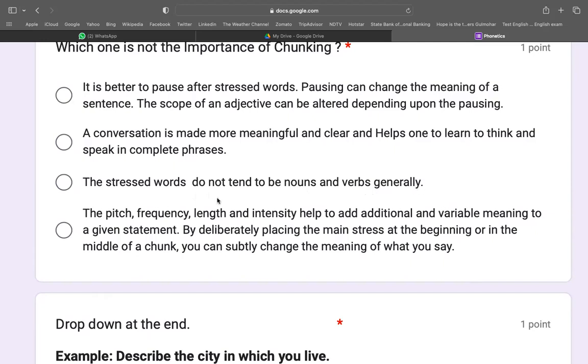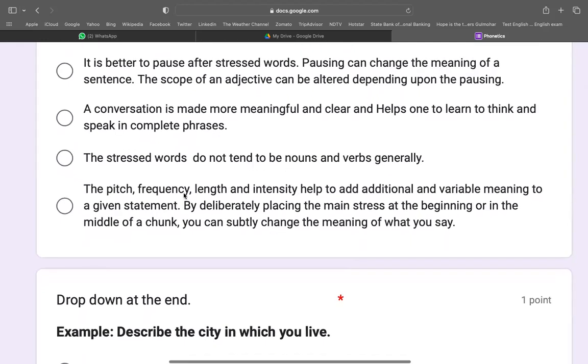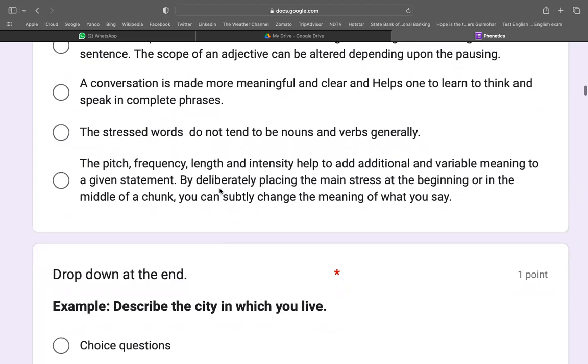द स्ट्रेस्ड वर्ड्स डू नॉट टेंड टू बी नाउन्स एंड वर्ब्स जनरली, ये गलत है। सो द स्ट्रेस्ड वर्ड्स डू टेंड टू बी नाउन्स एंड वर्ब्स जनरली, तो यही होना चाहिए, नॉट नहीं होना चाहिए। The pitch, frequency, length, and intensity help to add additional and variable meaning to a given statement by deliberately placing the main stress at the beginning or in the middle of a chunk. ये नहीं होगा.